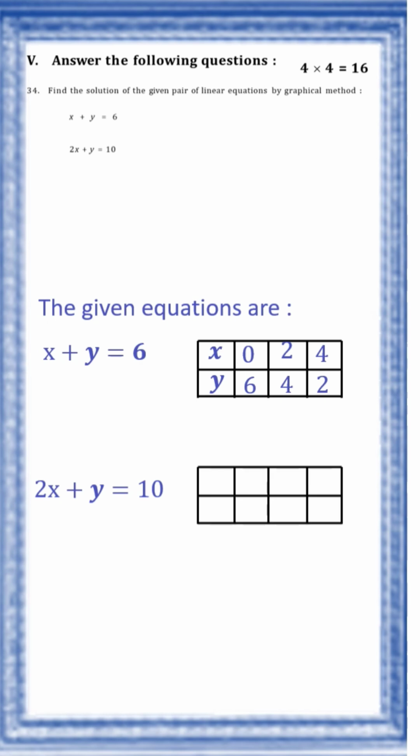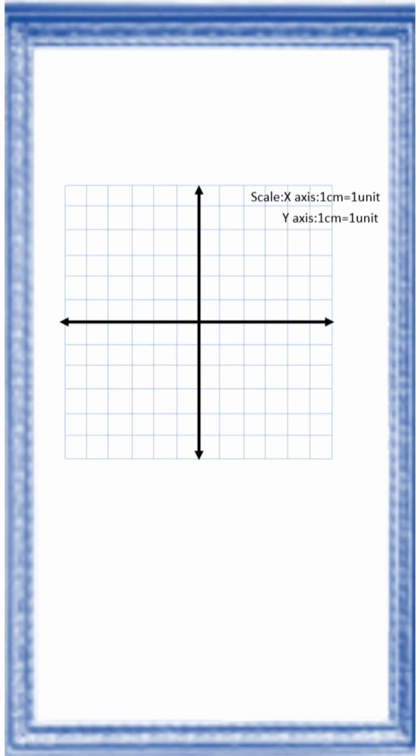Now let us have a table of values for x and y for the second equation. When x is equal to 3, y is equal to 4. When x is equal to 4, y is equal to 2. When x is equal to 5, y is equal to 0. Now let us take a graph sheet and the scale for the x-axis is 1 centimeter is equal to 1 unit. Y-axis is 1 centimeter is equal to 1 unit.